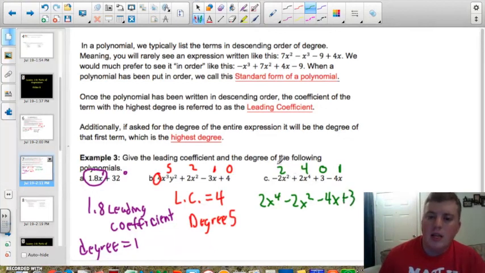So note that the leading coefficient is not always the one that's written first. In this case, our highest degree was the term 2x to the 4th. So our leading coefficient here is going to be 2. And our degree is going to be 4.